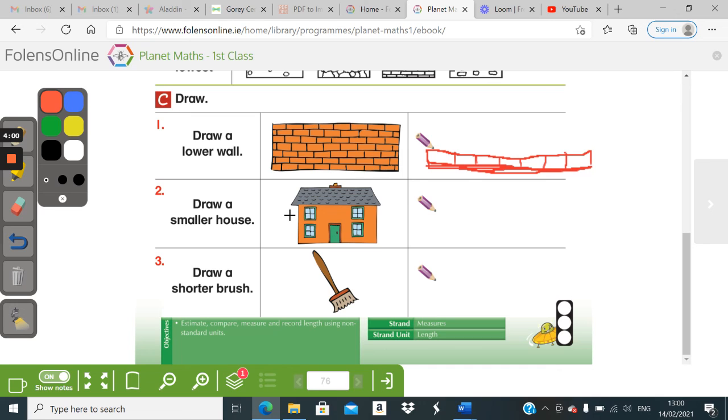Okay, and so I need you to draw a smaller house. I need you to think about what that means and a shorter brick. And that's it. That's the page. Not too difficult, I don't think.